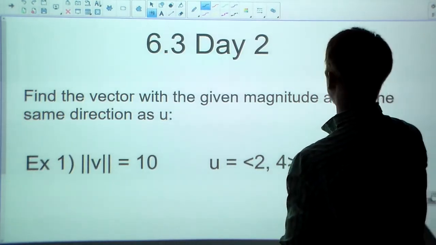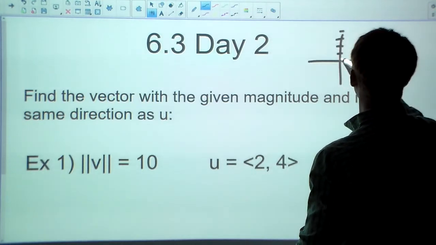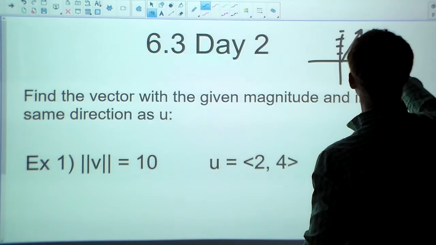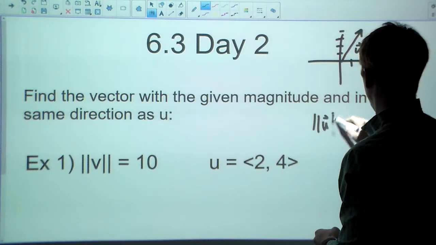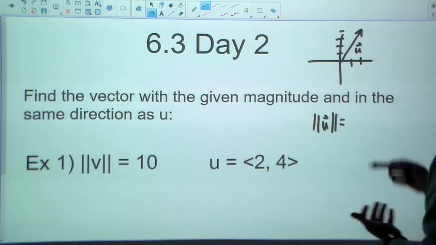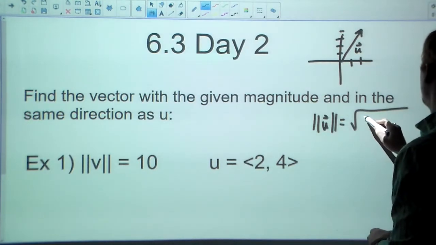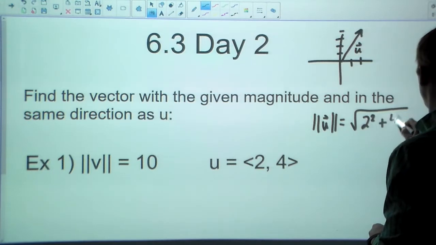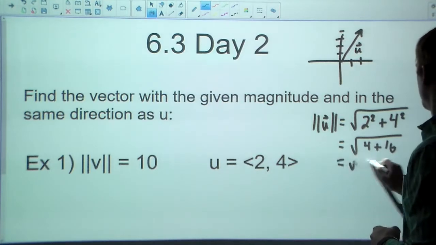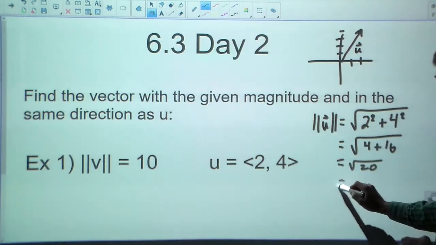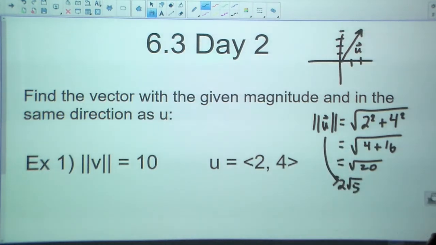So just a quick sketch here. I'm going over 2, up 4, that's u. And I'm going to figure out what the magnitude of u comes out to be. The magnitude of u is just the length of that vector, so the Pythagorean theorem will work great, or the distance formula. So the square root of 2 squared plus 4 squared. That's the square root of 4 plus 16, the square root of 20, so 2 square root of 5. That is the magnitude of u.